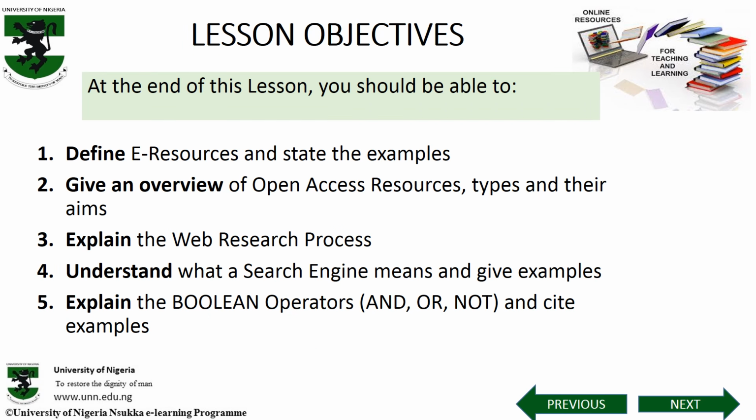At the end of this course, you should be able to define e-resources and state the examples. Give an overview of open access resources, types, and their aims. You should be able to explain the web research process and understand what a search engine means and give examples. Also, you should be able to explain the Boolean operators and, or, not, and cite examples.